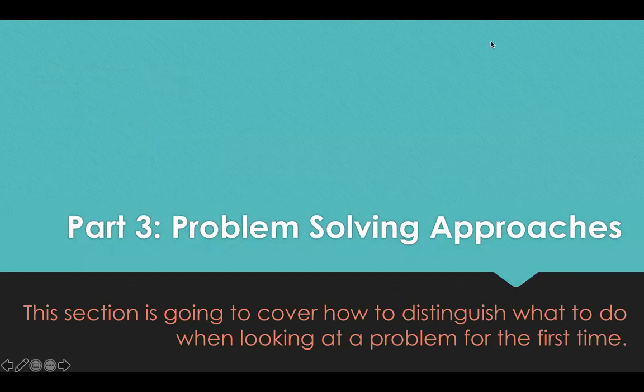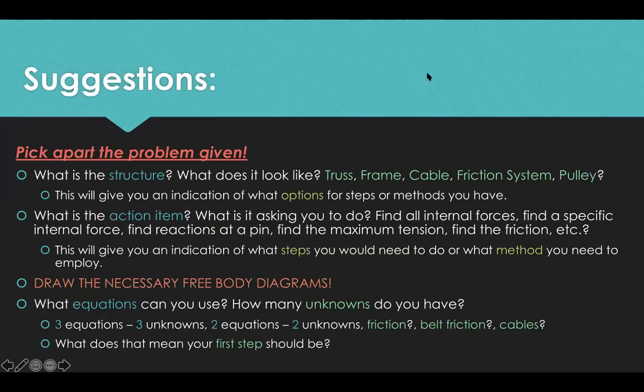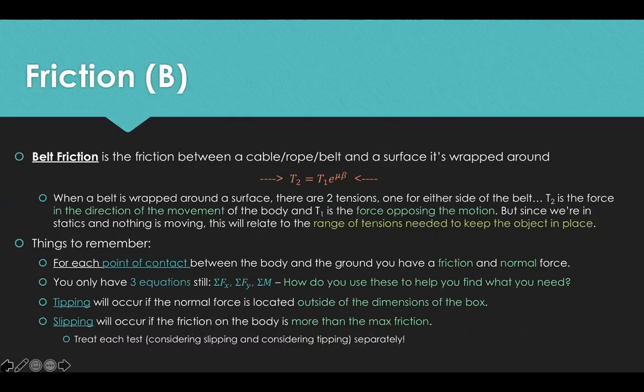Oh, I'm sorry, Allie. On the last slide, for the belt friction, I know you were saying you made T1 the weight of the box since it was opposing it, but when you're finding the range of tensions needed to keep it in place, wouldn't you switch T1 and T2 and then do it that way to get the other end of the range? Yes, exactly.